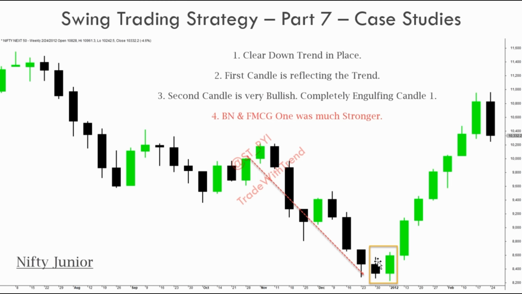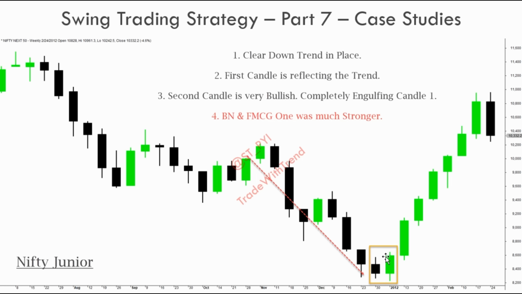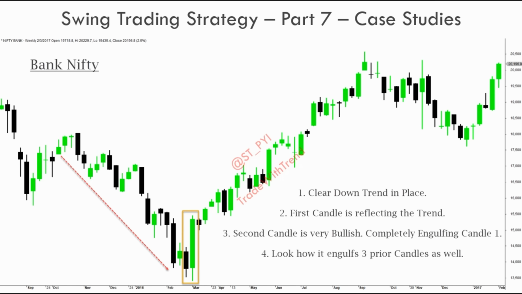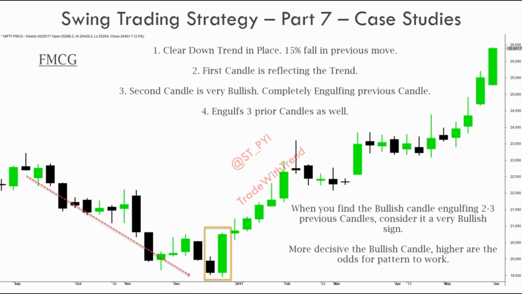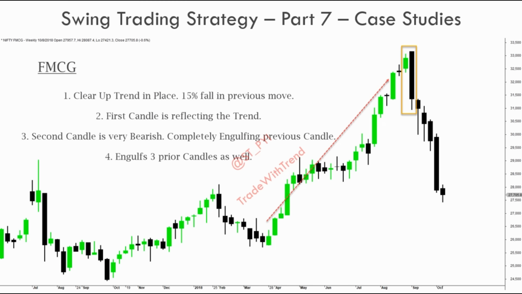But when you want to compare it with the Bank Nifty or FMCG chart, then clearly in the Nifty Junior chart, the pattern that has played out in 2012 is weak when you compare it with what played out in 2016 in Bank Nifty or 2016 December in FMCG. The next example that I'll pick out is again of FMCG, but it's just of the last few weeks, that is in September. Now look what had happened.